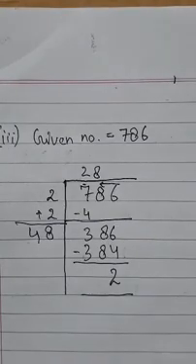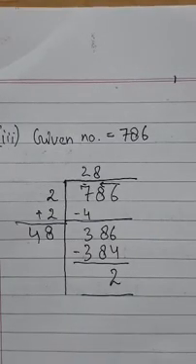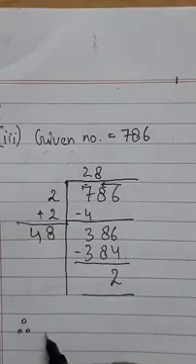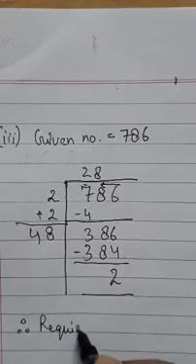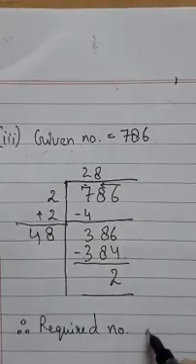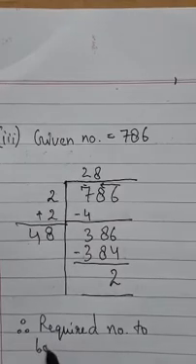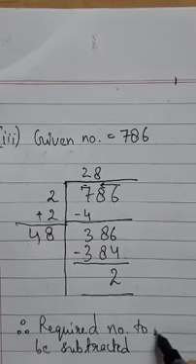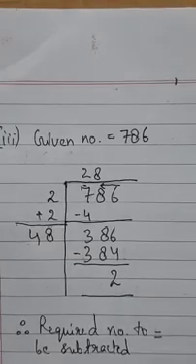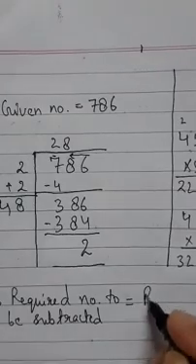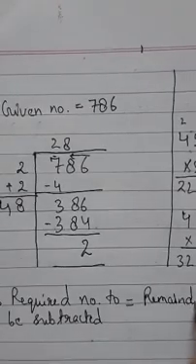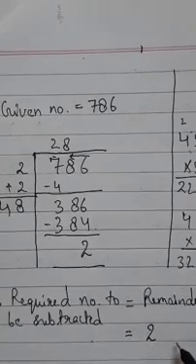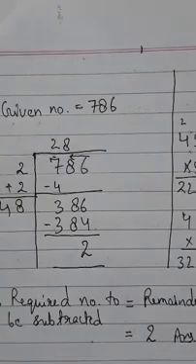So I have told you earlier, whenever we are finding a number to be subtracted, it is equal to the remainder. So we are going to write therefore the required number to be subtracted is equal to the remainder, the remainder of long division. And what is the value of the remainder? The remainder is 2. So 2 is the answer, one of the answers that they are asking for.